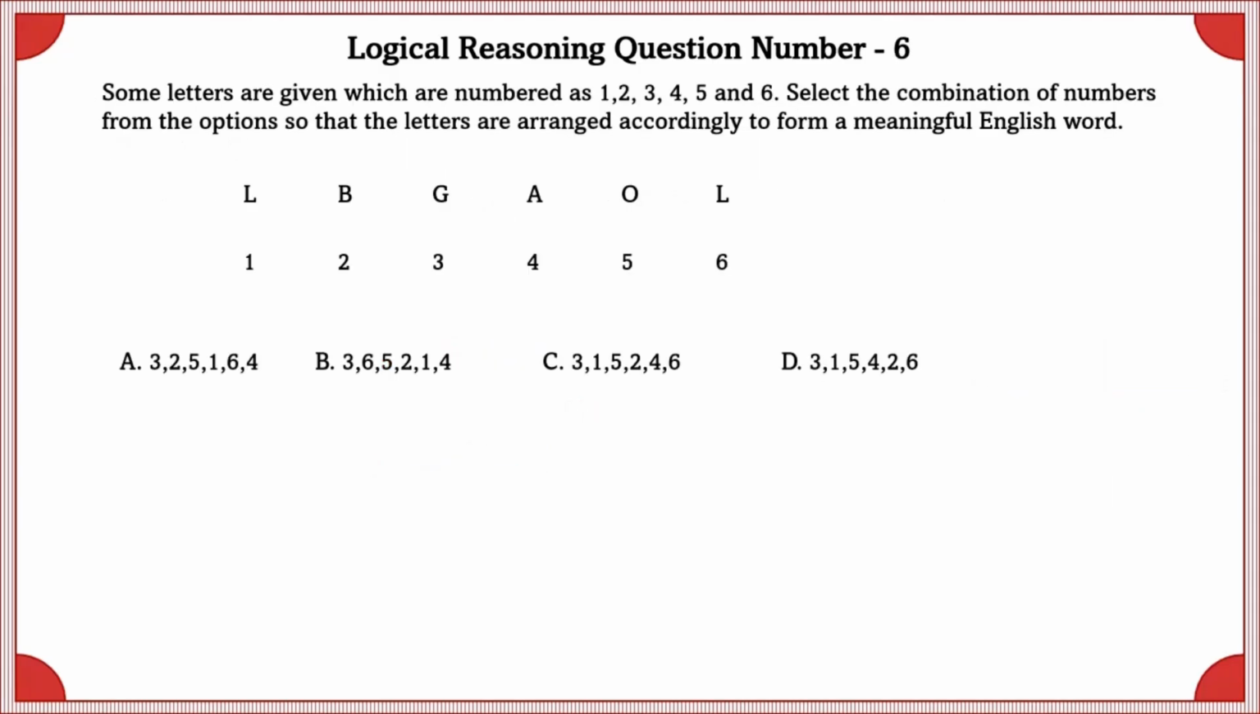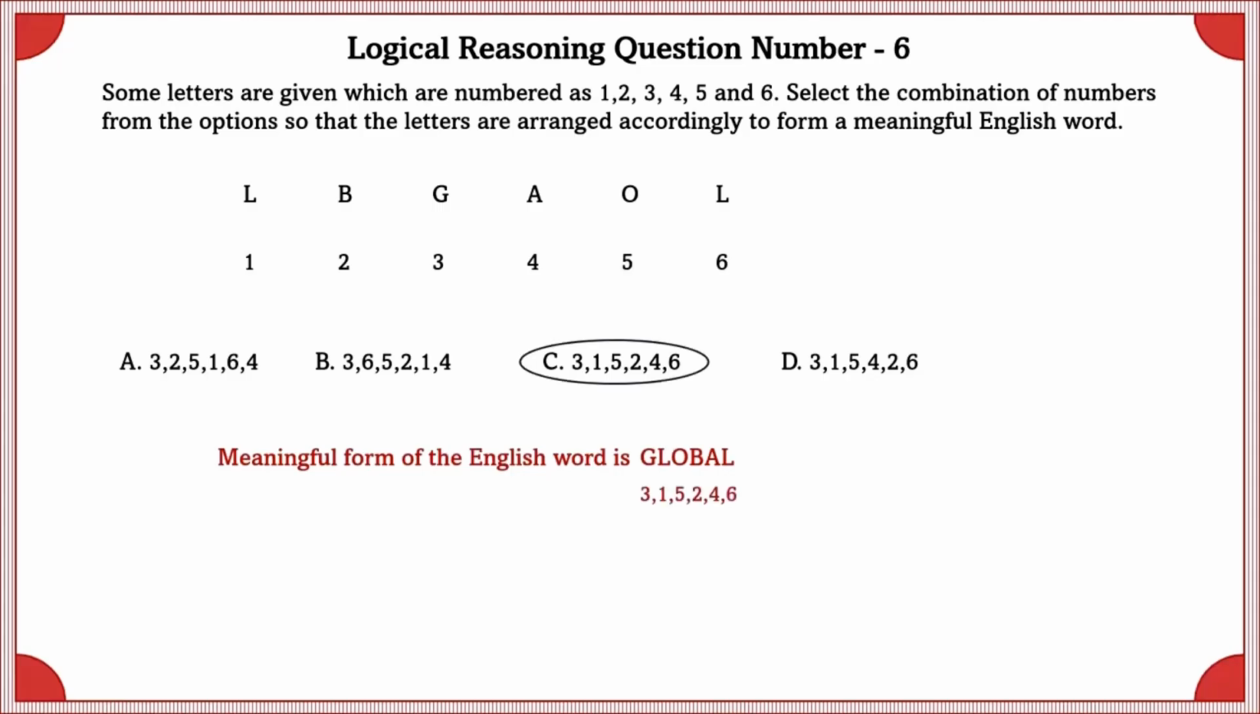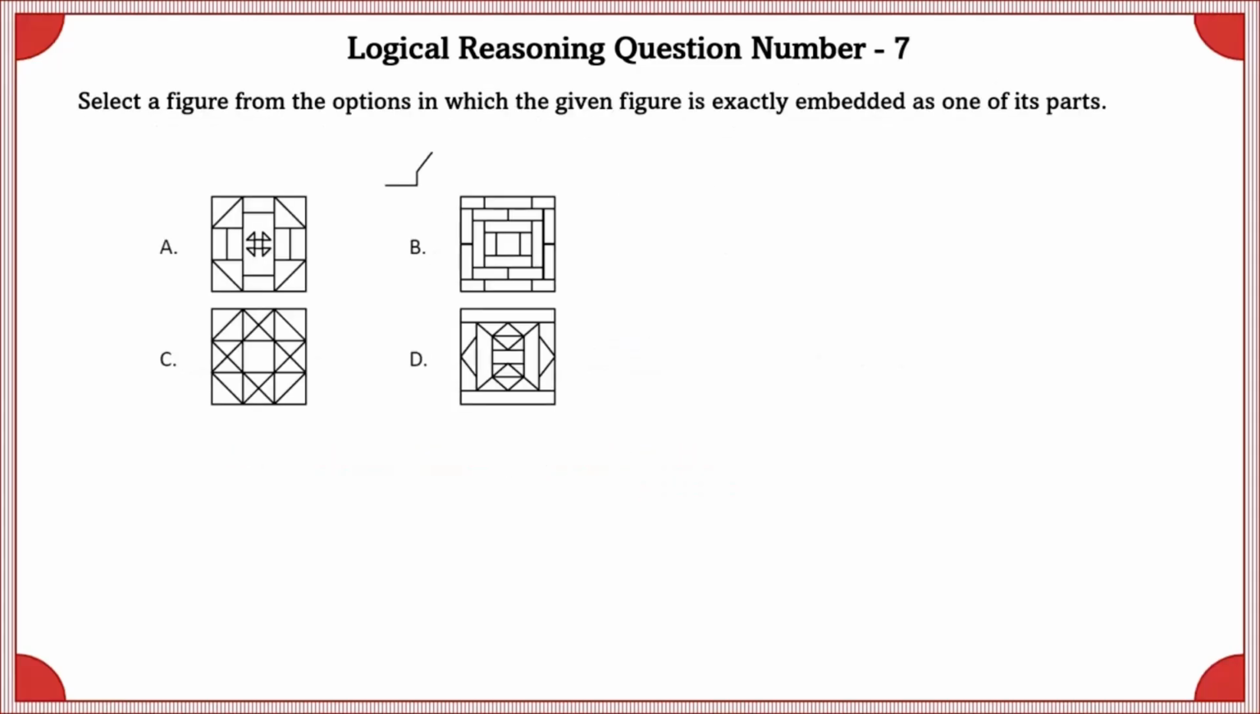Logical reasoning question number 6. Some letters are given which are numbered as 1, 2, 3, 4 and 5. Select the combination of numbers from the options so that the letters are arranged accordingly to form a meaningful English word. Now the meaningful English word formed is global. The correct option is the C option.